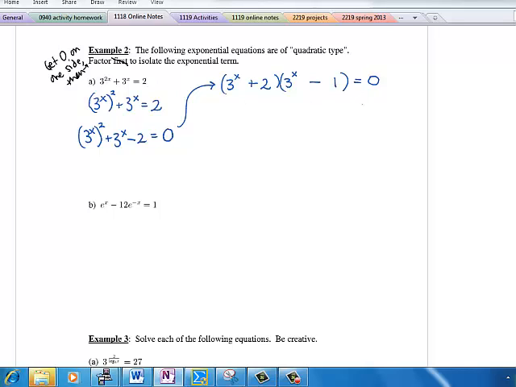So now we'll have a factored left-hand side equal to 0. When we have a product equal to 0, we can set the first factor equal to 0 and the second factor equal to 0. So with 3 to the x plus 2 equals 0, we could have 3 to the x equals negative 2.